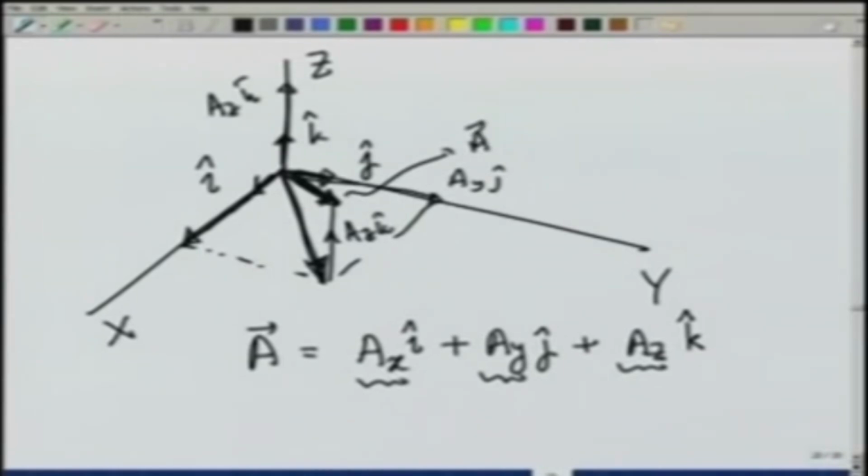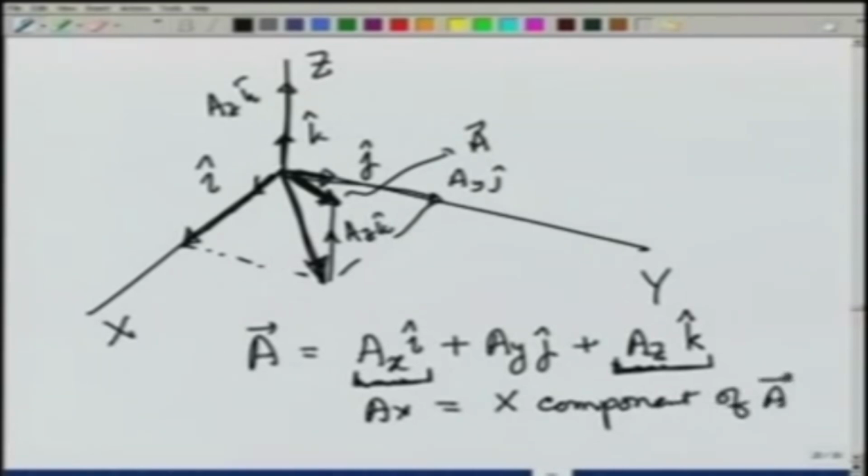So, now the meaning is quite clear. When I write A equals a x i plus a y j plus a z k, I am writing a vector a x times i pointing in x direction, a vector of magnitude a y pointing in y direction, and a vector of magnitude a z pointing in k direction, and adding them all up, and that is the vector A. a x is called the x component of A, and a y the y component, a z the z component.